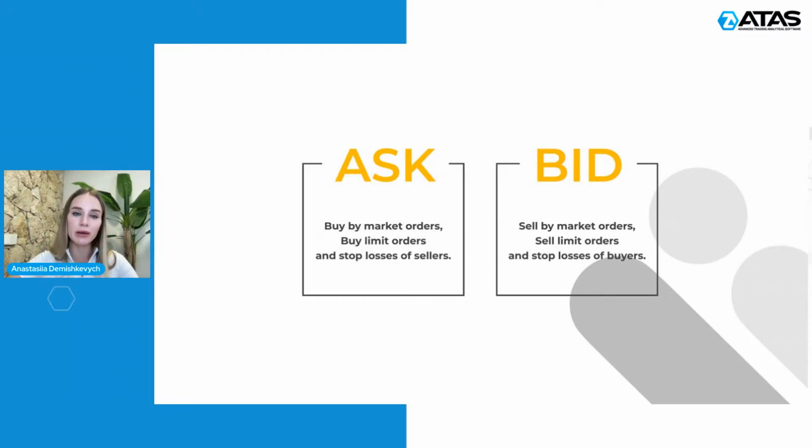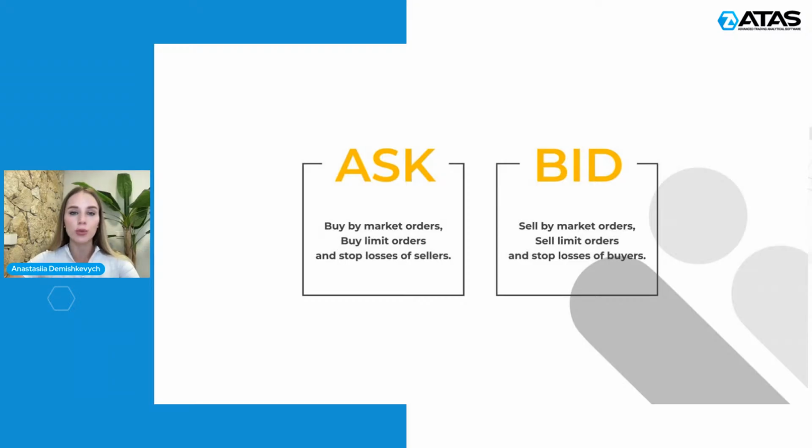And we have the bid. Bid includes the sell by market orders, the sell limit orders, and stop losses of buyers, and also take profits of buyers, but again, that's a smaller percentage of the total volume. Now, you might ask why the stop losses of sellers or buyers, and here is why. For those of you who are just starting trading and diving into derivatives, in the short trade, you sell to open, right? The only way to close the short trade is with a buy order.